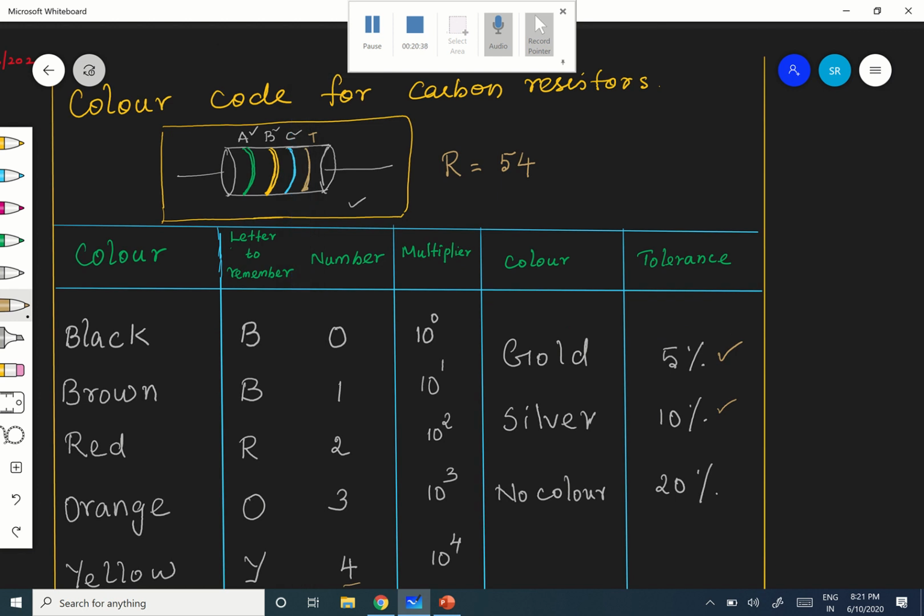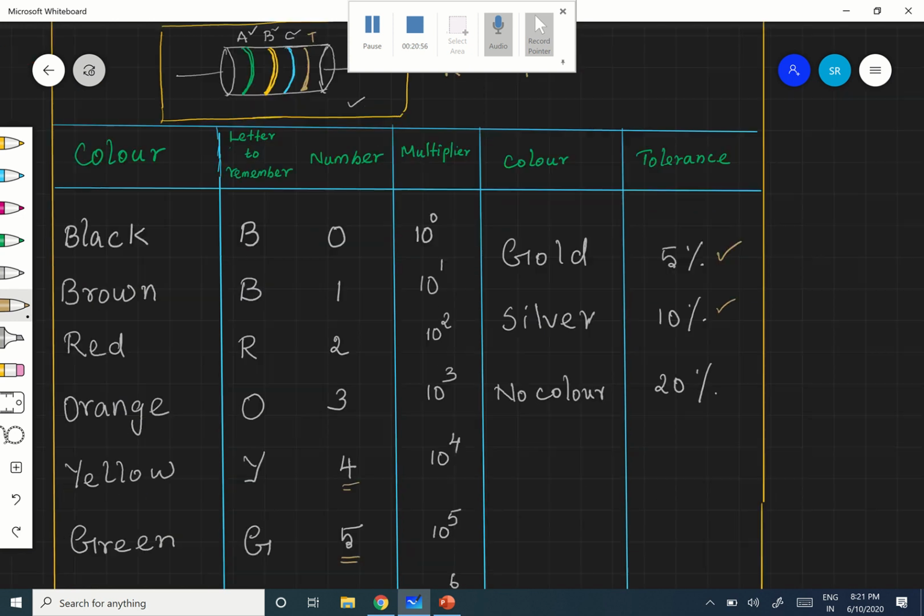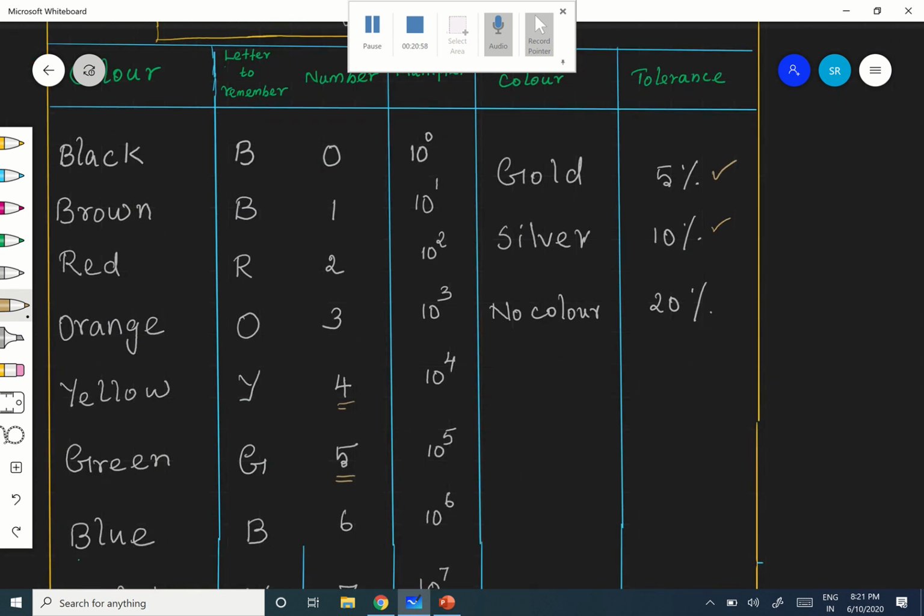Okay. Therefore, the first one is green, 5. The second one is yellow. Yellow means it is 4. Next one is a decimal multiplier. What is the multiplier? It is blue. So, what is blue? Next to green is blue. Blue is 10 power 6, followed by 6 zeros.